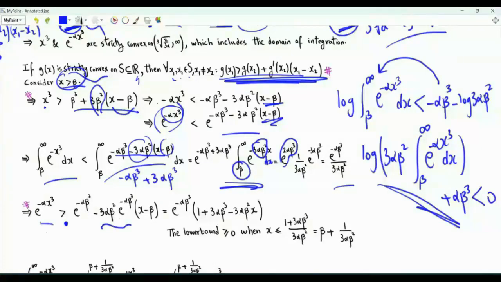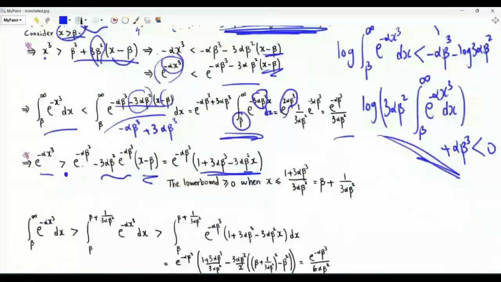Then we have the first derivative of this function evaluated at beta, then the difference x minus beta. We can take the exponential as a common factor. We are left with a linear function of x. Specifically, we get 1 plus 3 alpha beta cubed minus 3 alpha beta squared x. Note that for a sufficiently large x, the lower bound is negative.